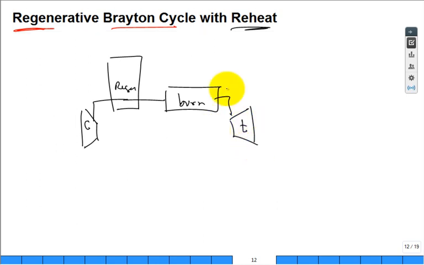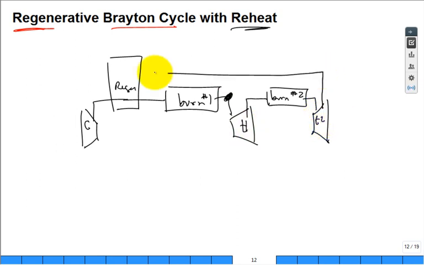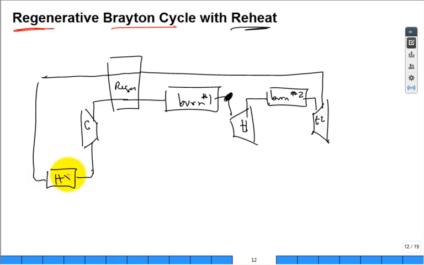But here, we said that the maximum temperature is often restricted by metallurgical considerations. And we really want to bring all of the energy into the working fluid at high temperature. So what we do is we expand it somewhat, then put it back into another burner or combustor. Call this number two, call this now number one. Then expand it into a second turbine. Turbine 2, turbine 1, then put it back out through the regenerator, and you have to close the loop to reject heat to the environment, so close the loop that way with this heat exchanger.